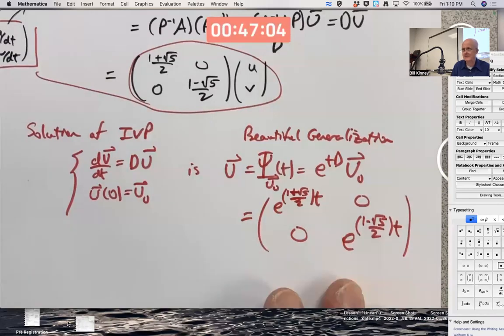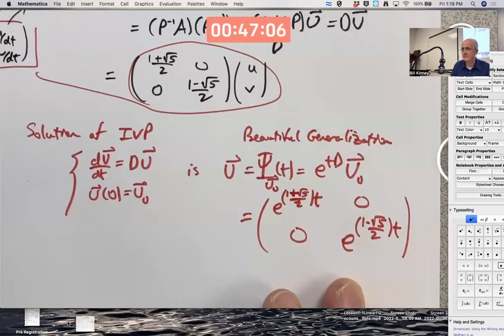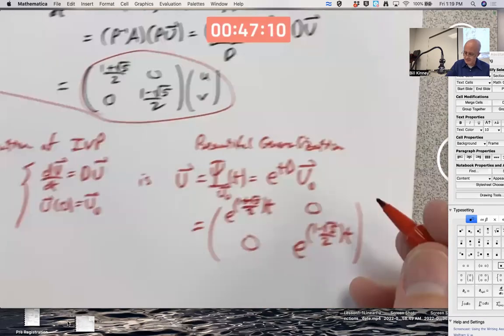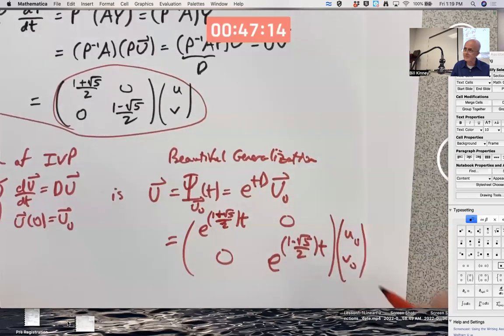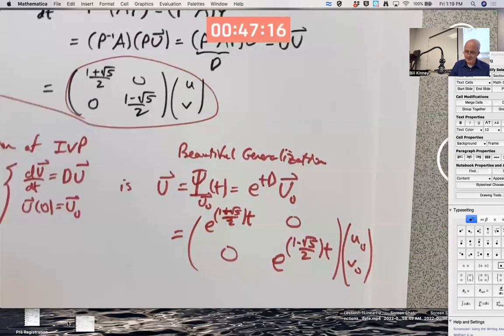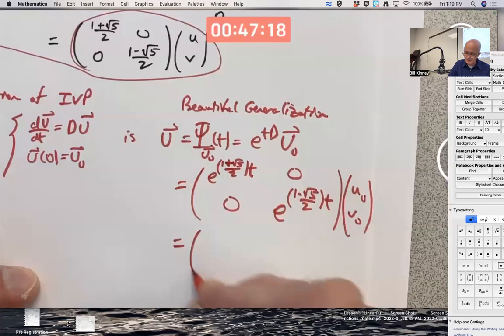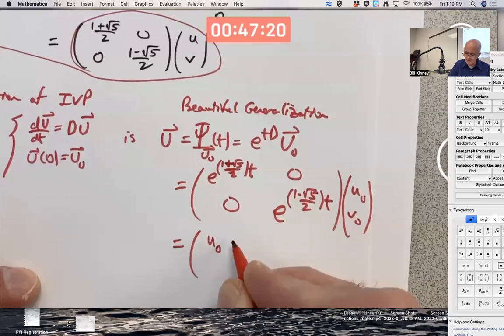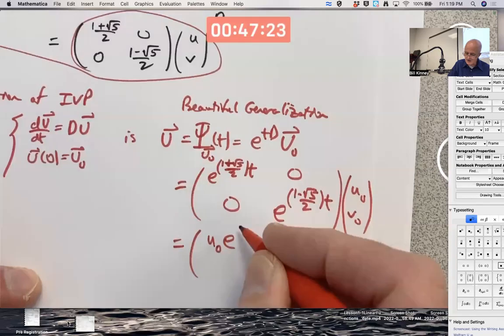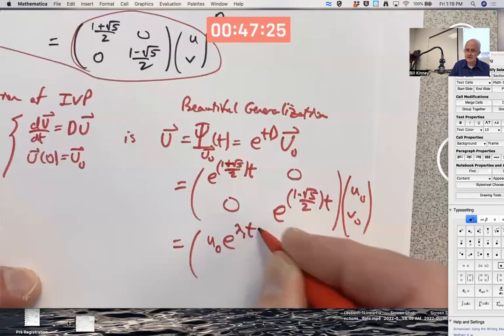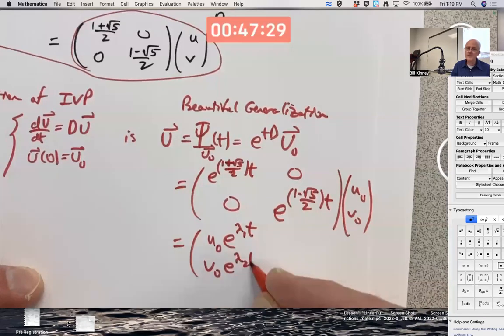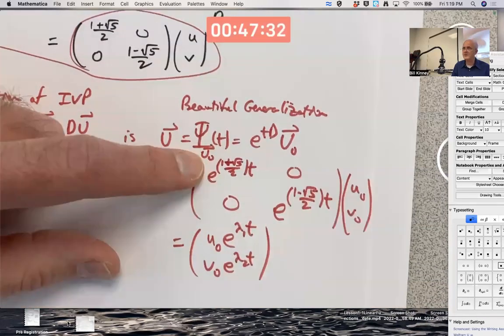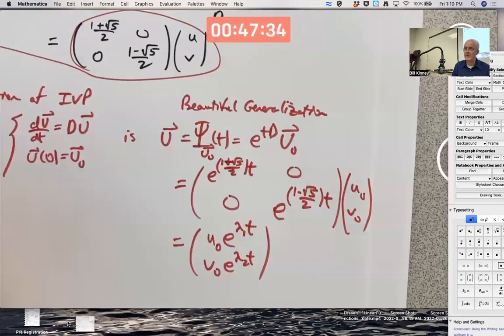Why does this happen? It's because of the definition of matrix exponential in terms of series. That's why I'm not going into details. Don't forget to multiply by little u sub zero, little v sub zero, though. That product is ultimately the vector whose first component is u zero e to the, I'll just call it lambda one to save time, lambda one t, and whose second component is v zero e to the lambda two times t, where lambda one is (1 plus square root of 5) over 2 and lambda two is (1 minus square root of 5) over 2.